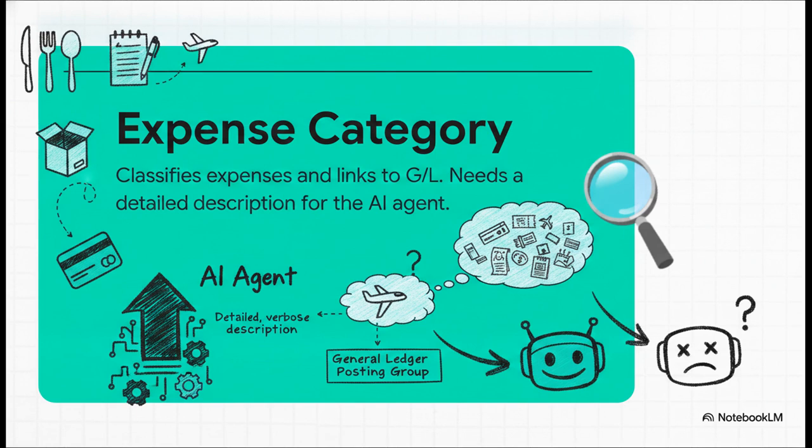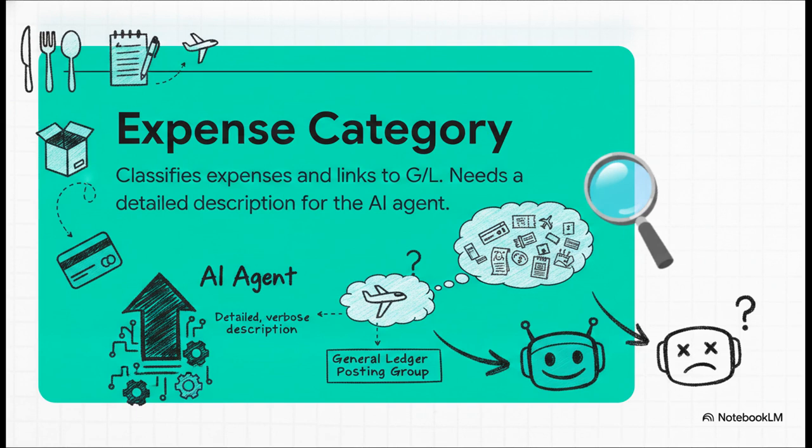A highly detailed, verbose description is absolutely crucial for the expense agent to do its job right. The AI relies heavily on this text to understand the context of the receipts it's pulling in. Think about it. If you just type flights, the AI might get a little confused by extra fees.